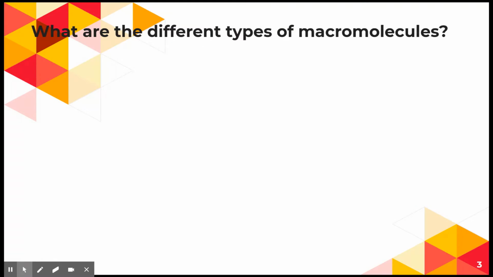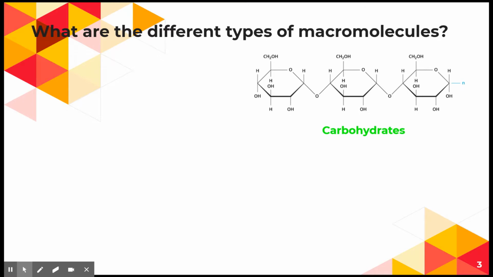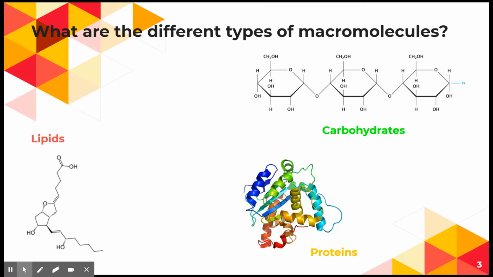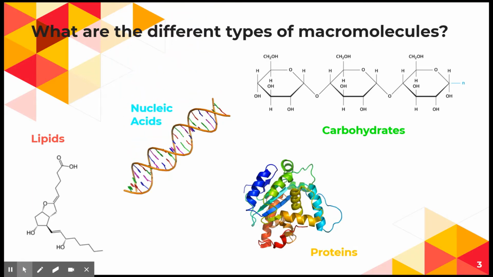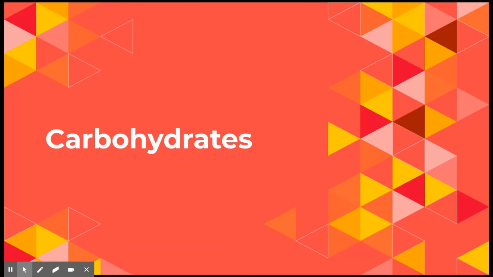So what are the different types of macromolecules? There are carbohydrates, lipids, proteins, as well as nucleic acids. So let's start with carbohydrates.